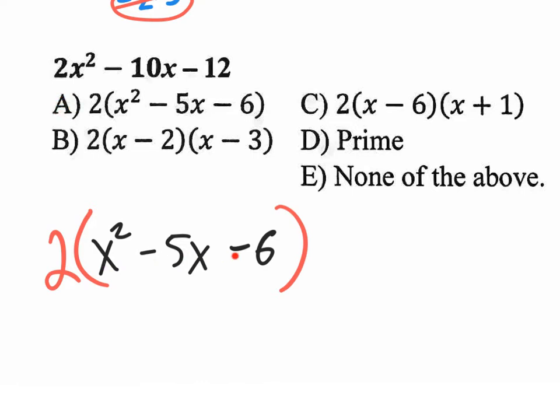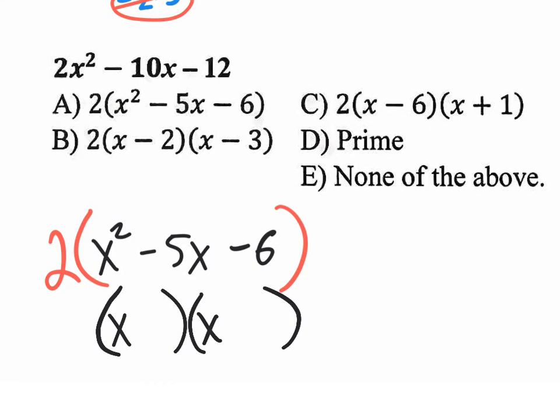If you look at the inside, it's not a perfect square term. I mean, you can't do the square root. But what else could we do? We have a standard form quadratic trinomial that we could continue to factor. So let's continue factoring. Put an x here and an x there. What times what is negative 6 that if I combine together is negative 5?